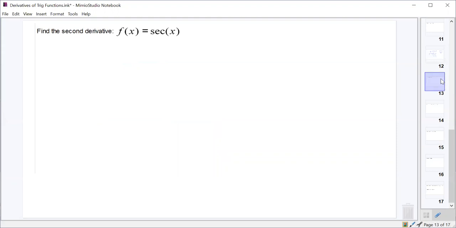We're going to find the second derivative of secant x. You should already know what the first derivative of secant x is. What's the first derivative of secant x? You should have memorized all those rules over the weekend. Secant of x times tangent of x. Secant x, tangent x. Perfect.